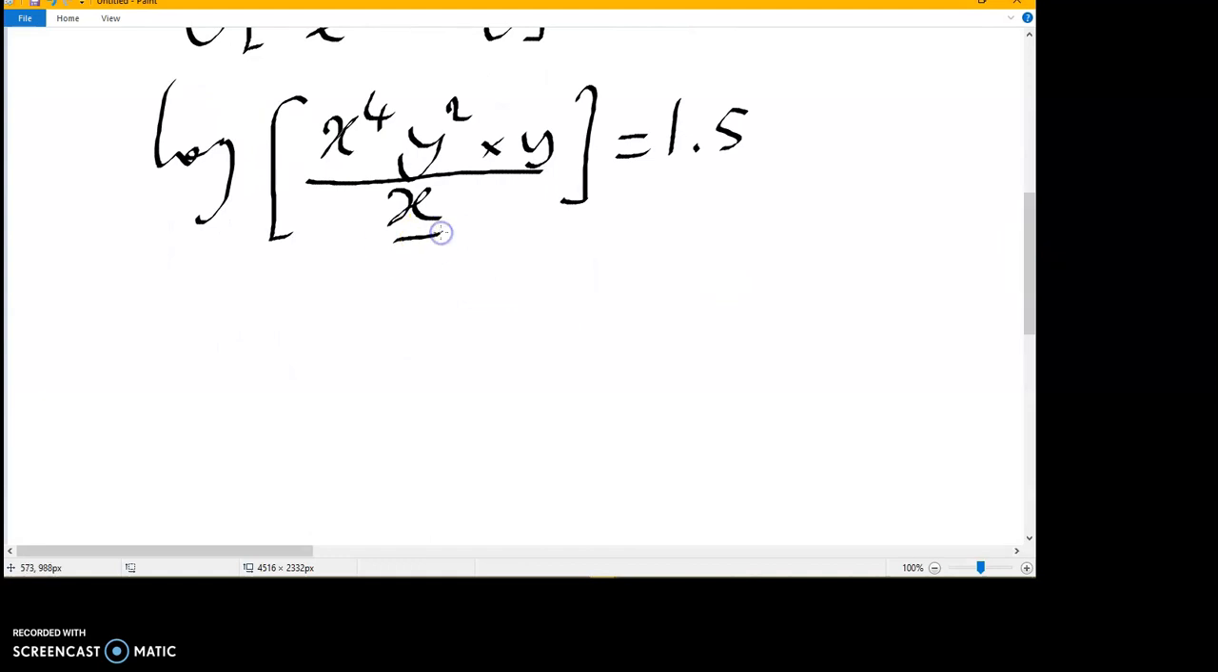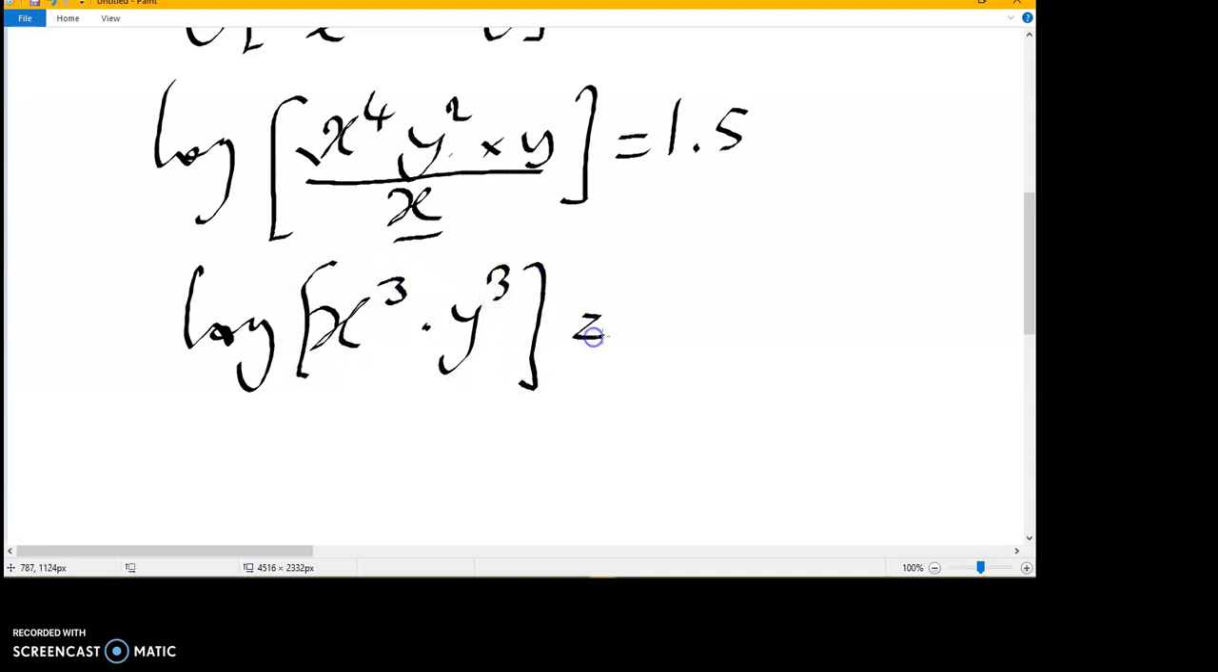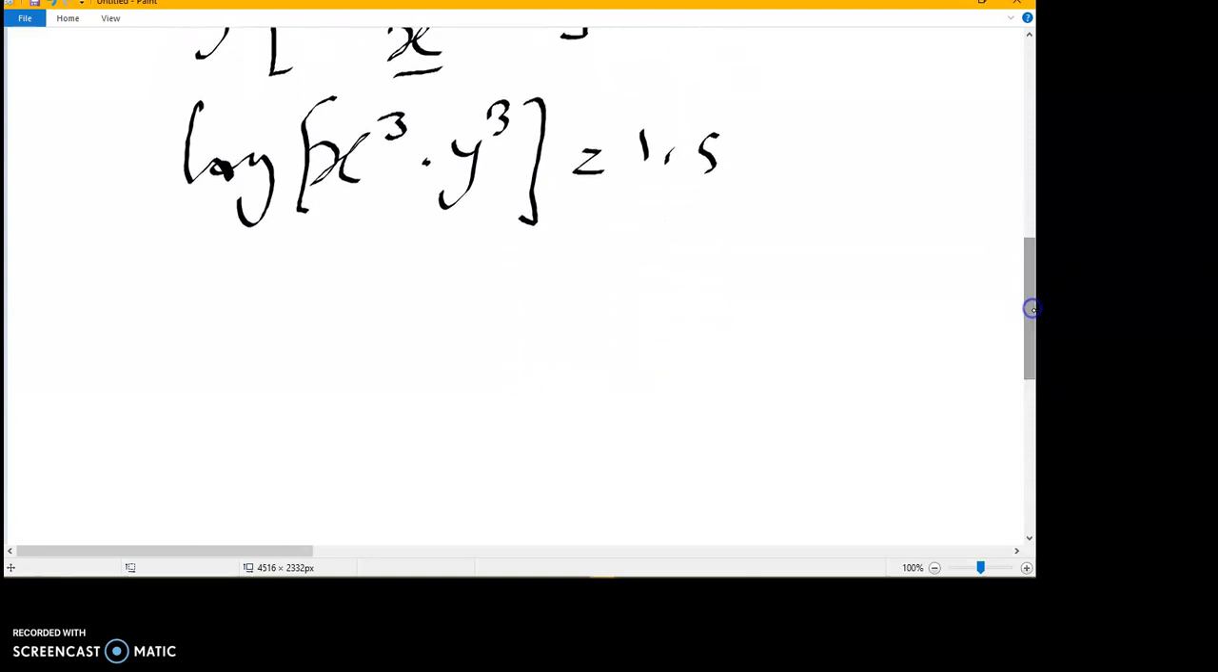From here we can start simplifying. This x will subtract from that x, and the powers will add. So we're going to remain with log of x to the power 3 times y to the power 3, equals 1.5. Are we following? Yes. Remember our question was asking us to make y the subject of the formula.